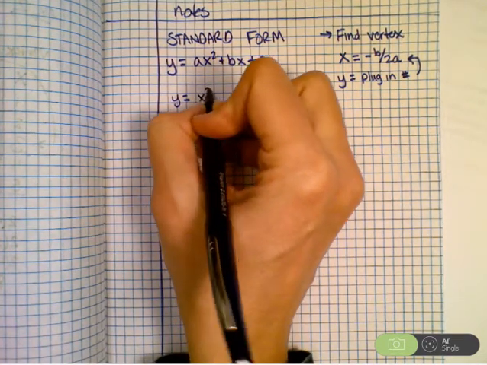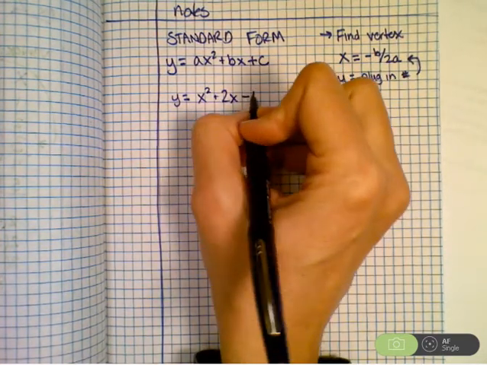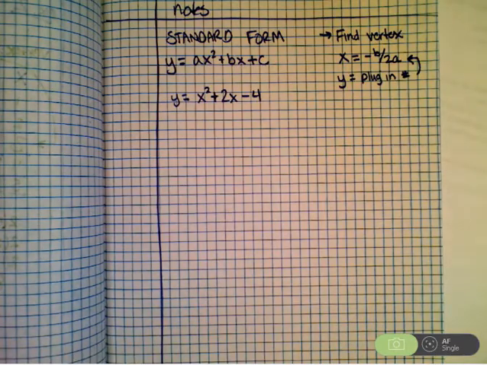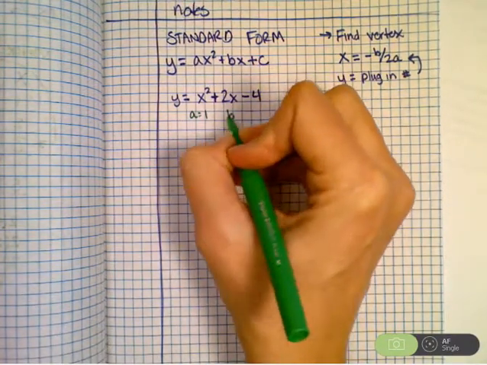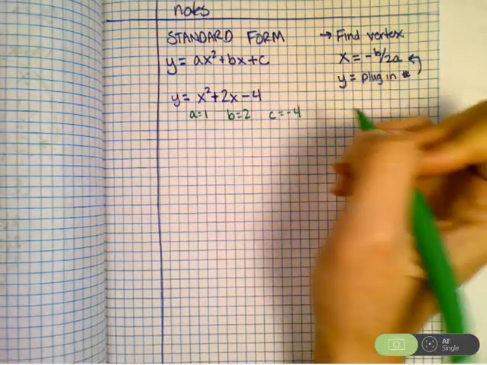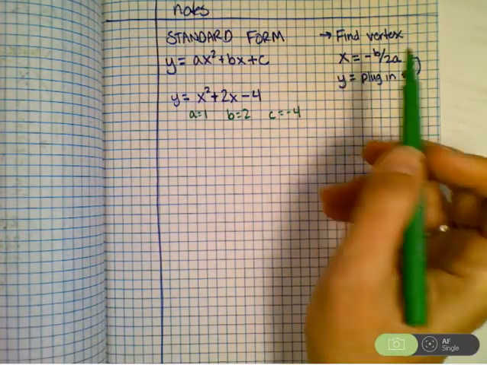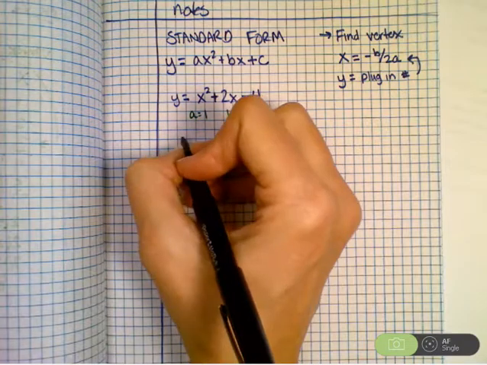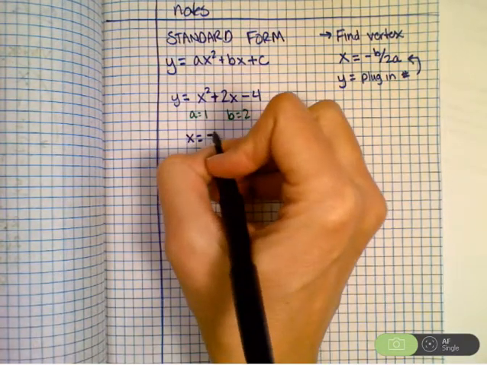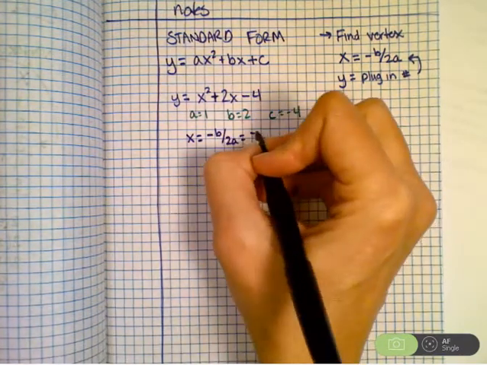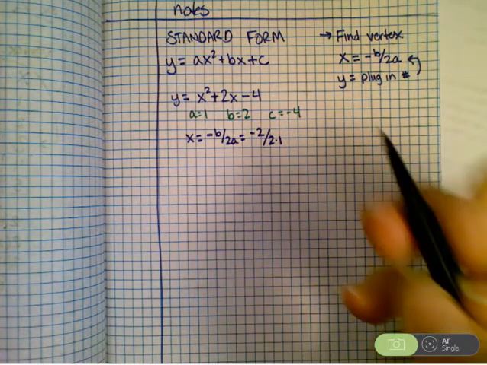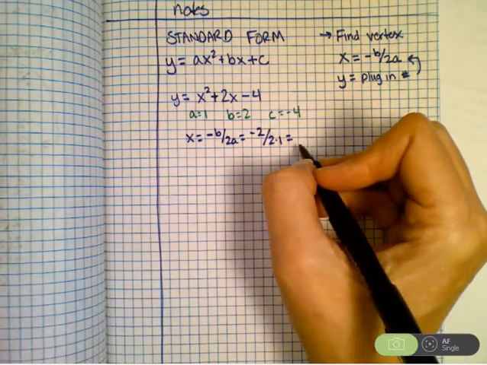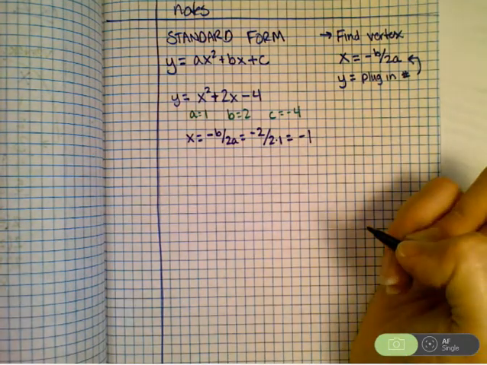Y equals x squared plus 2x minus 4. So if we start with that, we want to look at this first and figure out what our a, our b, and our c are. So in this one, our a is 1, that's hidden. Our b is 2, and our c is -4. So I need to find my vertex first. To find my vertex, I do x equals -b over 2a. So in this problem, that's going to be -2 over 2 times 1. -2 over 2 times 1 is -2 over 2, which is just -1.